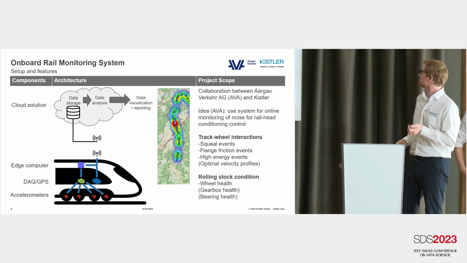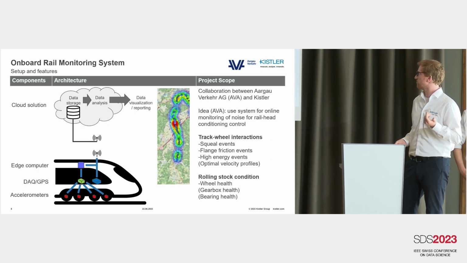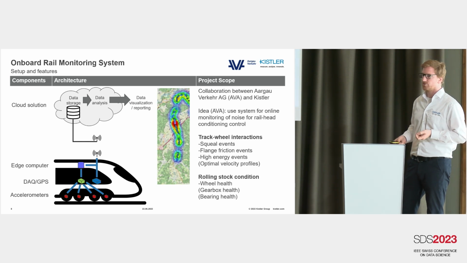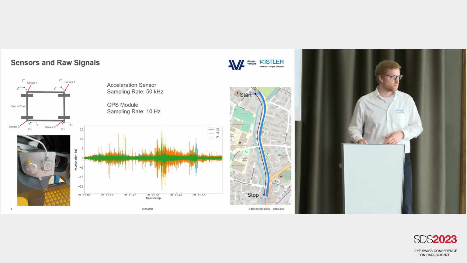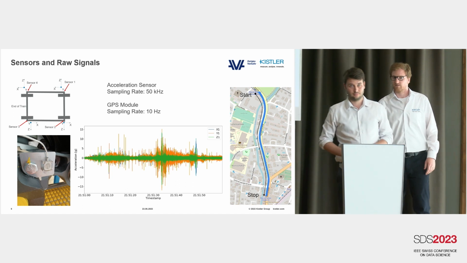This project was done, as I said before, together with the Aargau Verkehr AG, and the idea of this system was to identify squeal or flange friction events and see if they correlate the way they wanted with the railhead conditioning mechanisms. And then there are a couple of other use cases which we are still looking at. Those are the ones in parentheses, like gearbox health, bearing health, which we are still exploring. Good, and with that, I'll hand over to Stefan, who will go into some of the details on the algorithm and the sensors. Thank you.